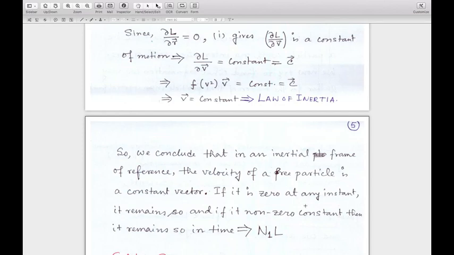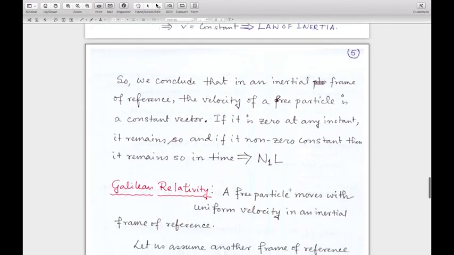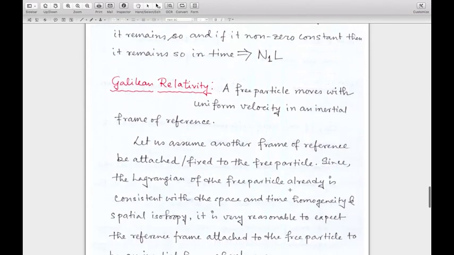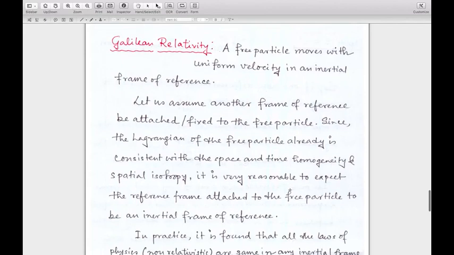If it is 0 at any instant, it remains so. If it is a non-zero constant, then it remains so in time, right? That is the first law. Finally, we talk about Galilean relativity.